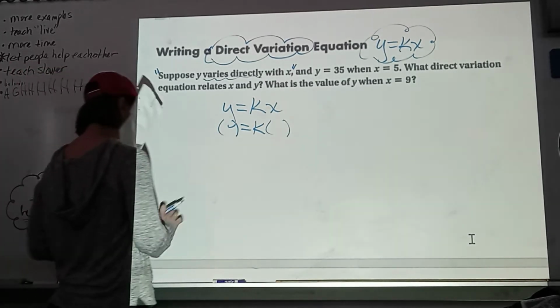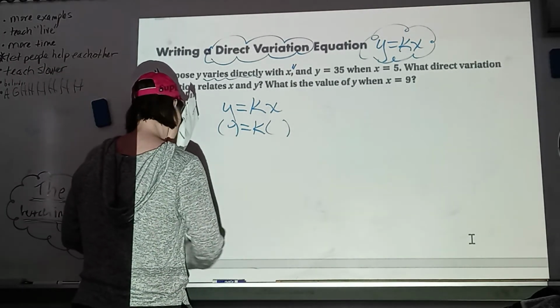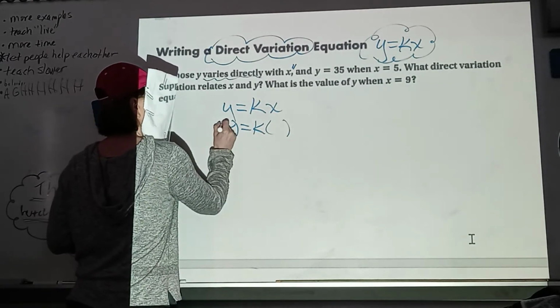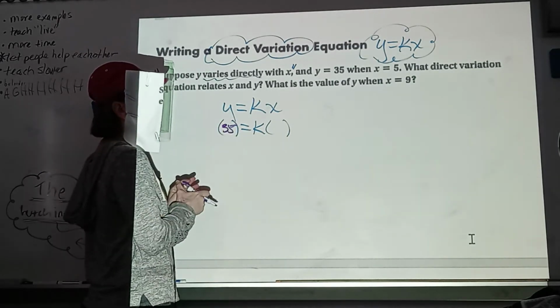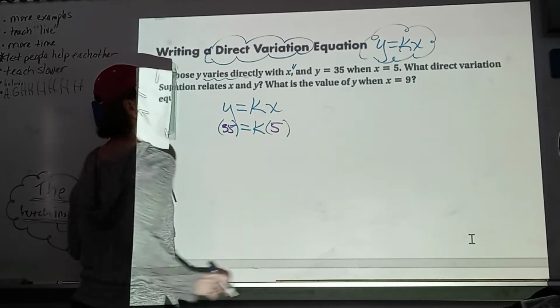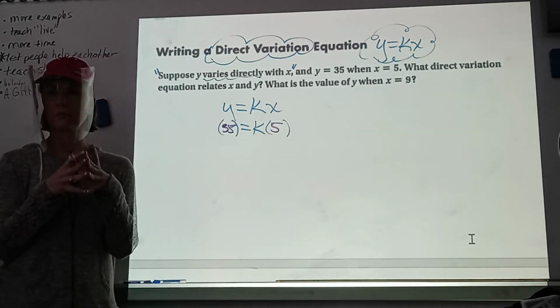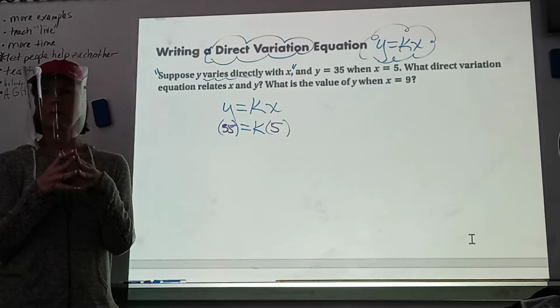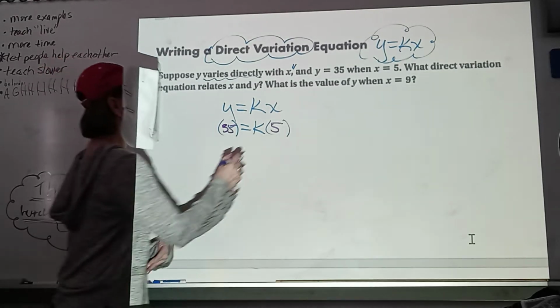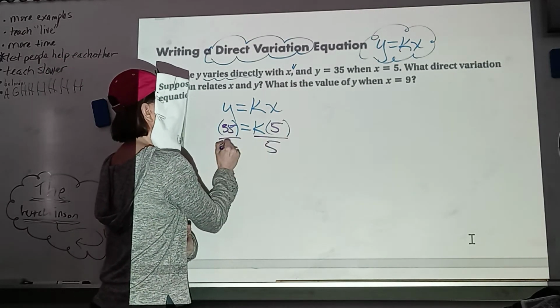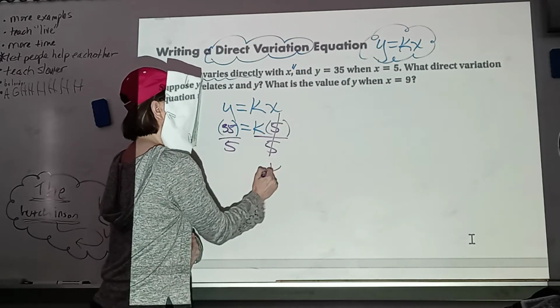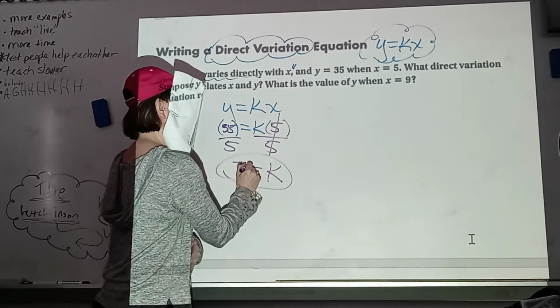So y is 35. Let me use a different color. We're just going to substitute, you guys. 35, and then our x is 5. And we're going to solve for k. Easy peasy. Divide by 5 on both sides. Those cancel. And k equals 7.